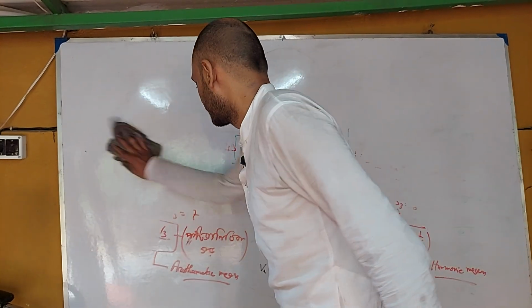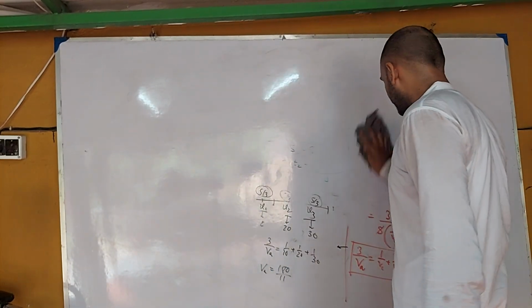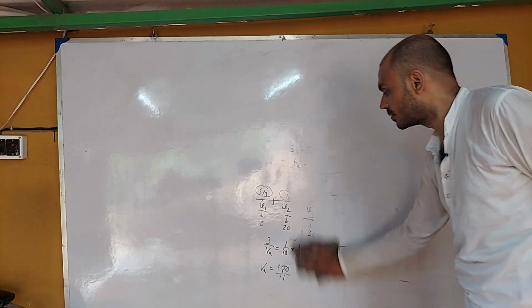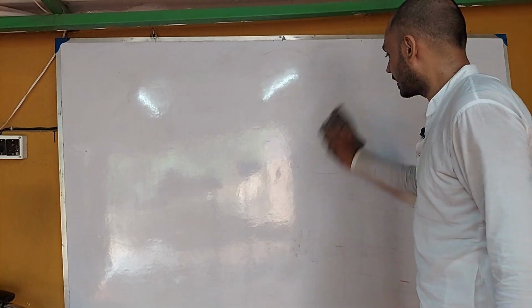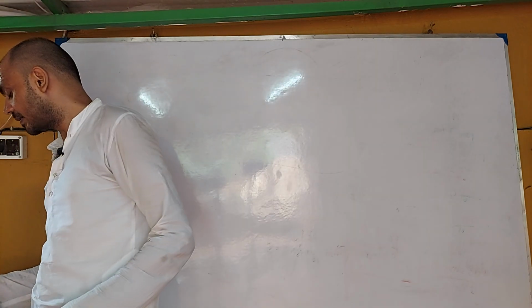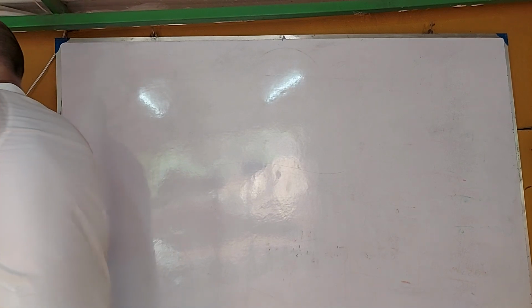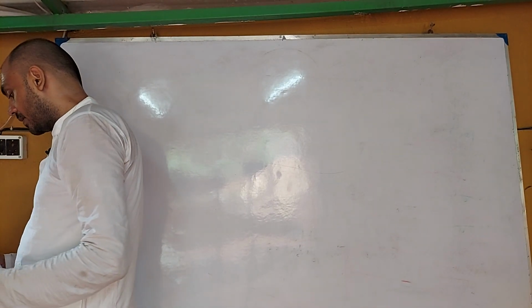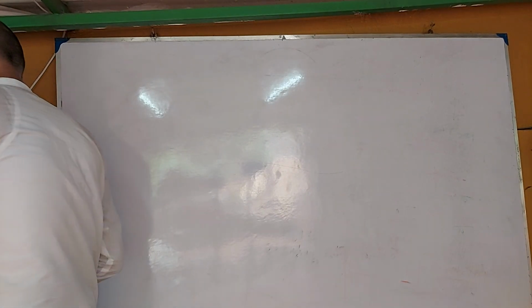And in previous class we discussed how the mirror formula can be established, that is the relation of 1 by V plus 1 by U is equal to 1 by F, and the magnification of mirror, that is the ratio of height of the image and height of the object.